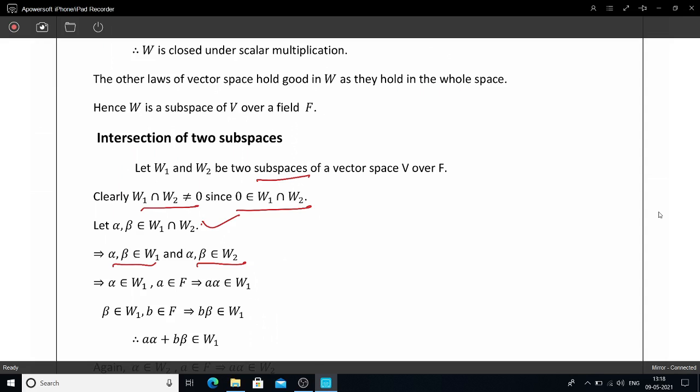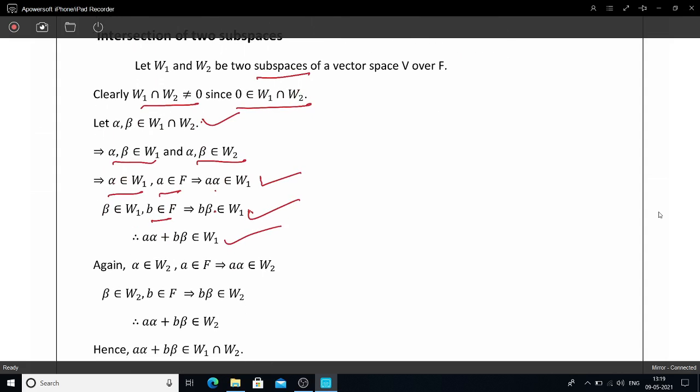Alpha belongs to W1, a is a scalar, then their product belongs to W1. Beta belongs to W1, b belongs to F, that means b is a scalar, then their product belongs to W1, that is a scalar multiple of a vector. If I combine these two by summing, we get a alpha plus b beta belongs to W1. Similarly, we can show a alpha plus b beta belongs to W2.